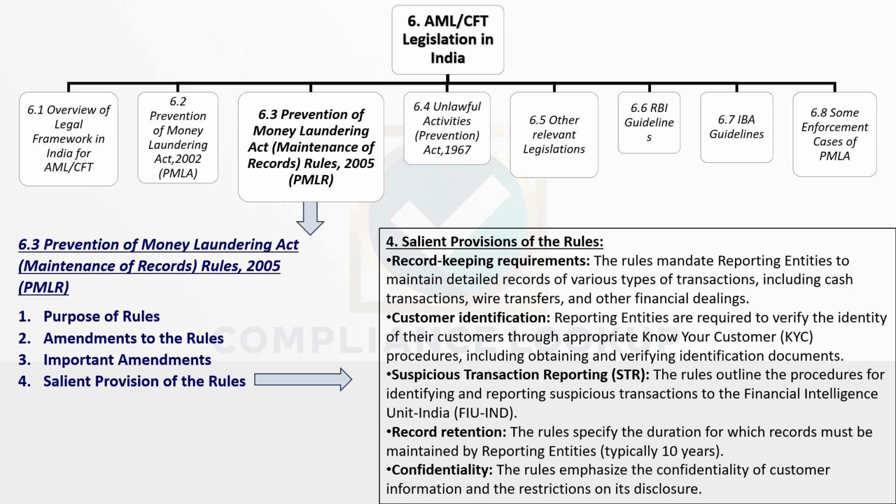Example: a jeweler selling a gold necklace for Rs 20 lakh must keep a record of the buyer's identity and the payment method, cash or wire transfer. If the buyer turns out to be involved in illegal activities, these records will help investigators.